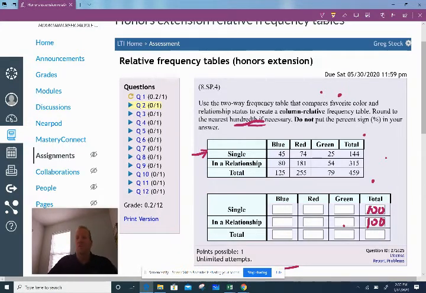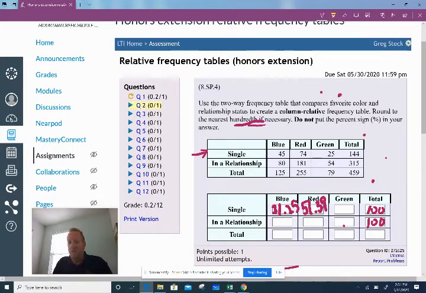So let's try the single blue. So we're going to say 45 divided by 144 is 30.3125, so 31.25. Red would be 74 divided by 144 gives me 51.3888. So in this case, it's 51.39 because it had to round up.